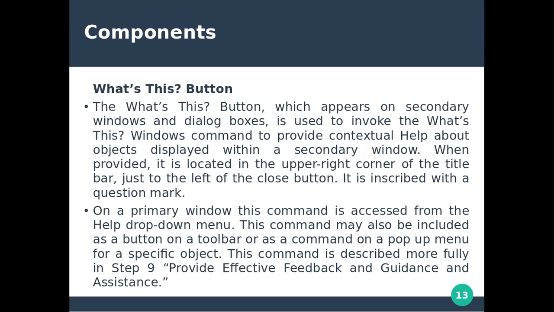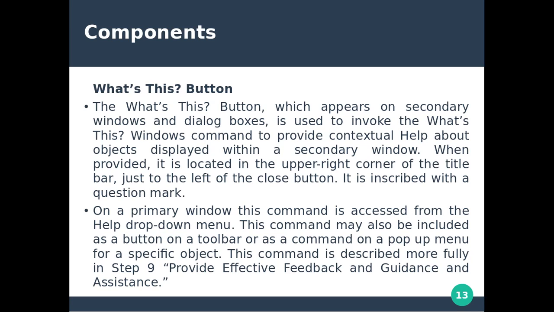What's this button? I mean the question mark you have seen. That's the what's this button. The what's this button, which appears on secondary windows and dialog boxes, is used to invoke the What's This Windows command to provide contextual help about objects displayed within a secondary window. When provided, it is located in the upper right corner of the title bar, just to the left of the close button. It is inscribed with a question mark.